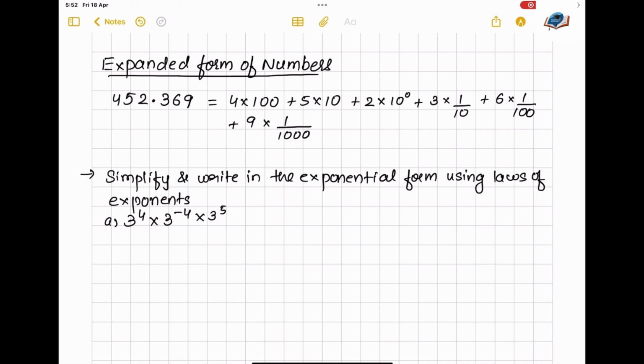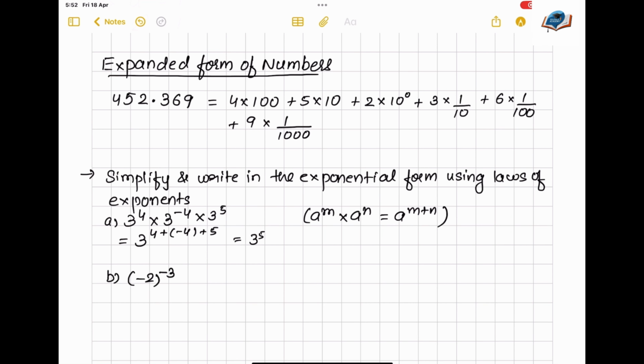So according to the identity I am using here, a raised to m into a raised to n will be a raised to m plus n. So according to that, this will be 3 raised to 4 plus minus 4 plus 5. So the final answer will be 3 raised to 5, because 4 minus 4 will be 0, and then 0 plus 5 will be 5.